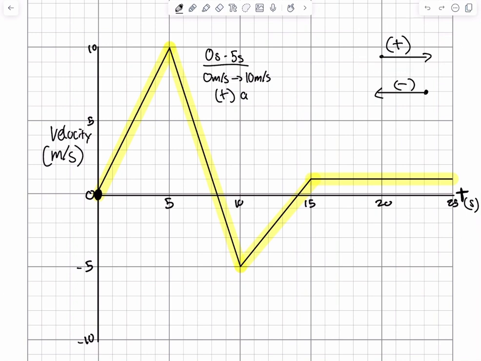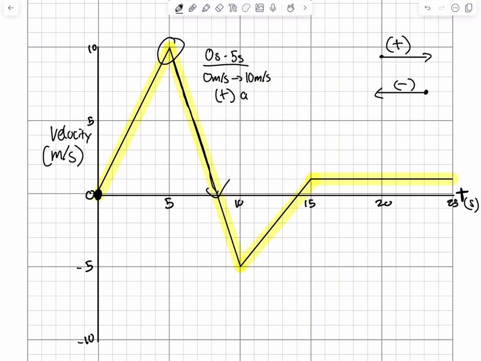Now, what about this next section? At one point, our velocity becomes 0. It's at rest. What exactly is happening in between this section? Well, we start at 10 meters per second. As we go down this line, we are eventually going to end up at rest again. Now, how does that happen?